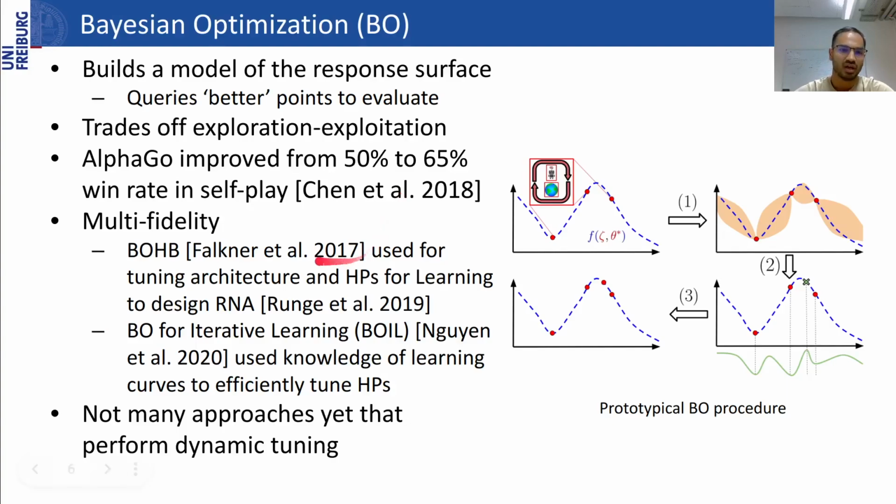AlphaGo, the prominent paper from DeepMind, employed BO to improve its win rate from 50 to 65% in self-play. In order to speed up BO even further, there are various multi-fidelity approaches. For example, BOHB has been used for tuning the architecture and hyperparameters for learning to design RNA. BO for iterative learning is an approach that uses knowledge of the learning curve to model it as a sigmoid and then sample better points using this model and to speed up the training. A drawback of BO-based approaches is that there aren't many approaches yet that perform dynamic tuning.